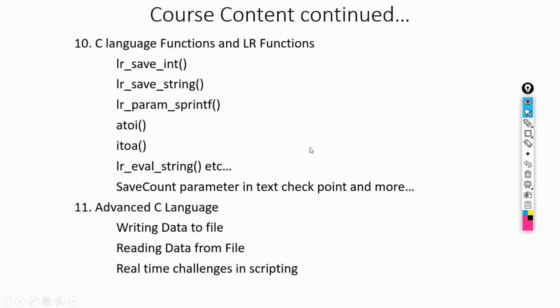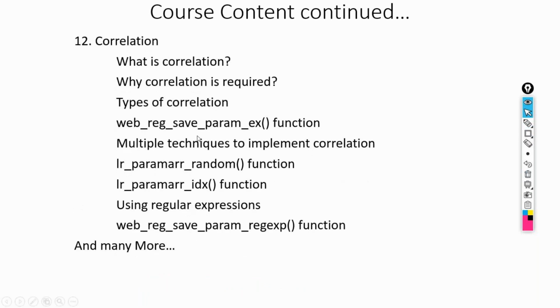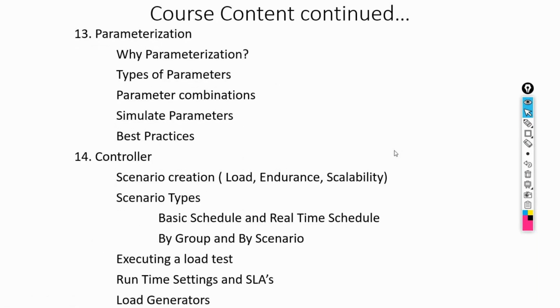Then you have one very important concept called correlation. This correlation concept is not specific to LoadRunner. It is a common concept across other tools also; in JMeter also you have the same concept. Very important. This concept we will cover for 3 to 4 days. Then you have parameterization. Parameterization is all about passing different test data to the script. This we will discuss for 3 days.